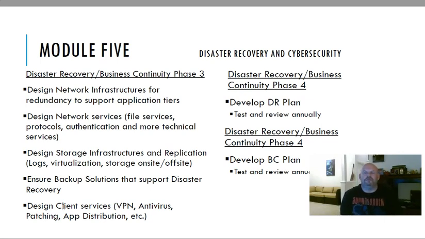And then the last 2 phases is develop some sort of a disaster recovery plan, which would then dovetail into phase 5, which would be develop a business continuity plan. And of course, those will be something you would test and renew on an annual basis.